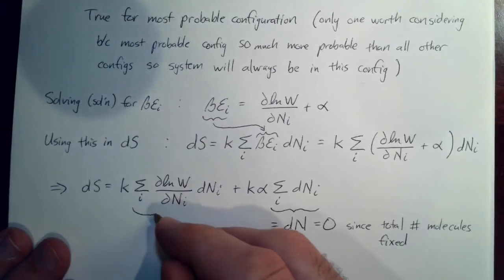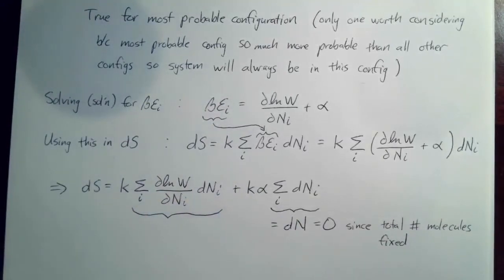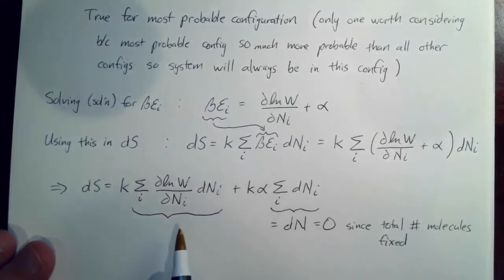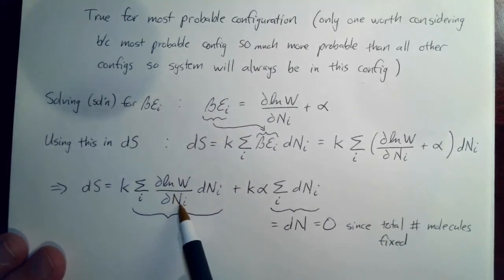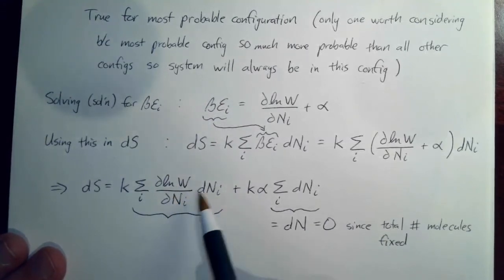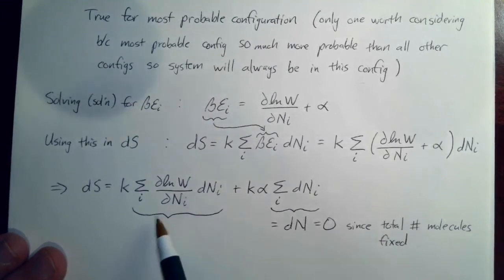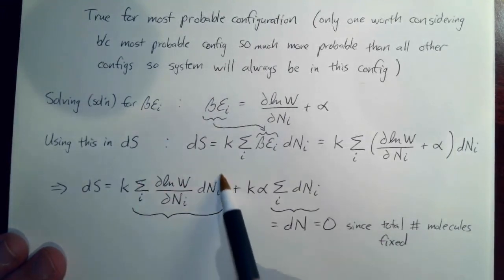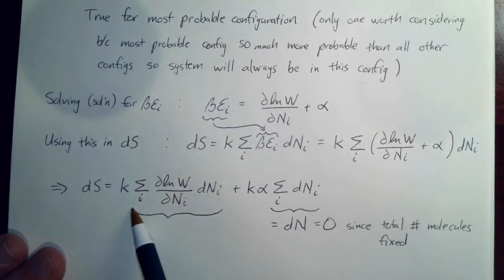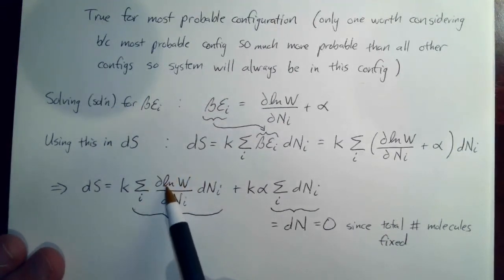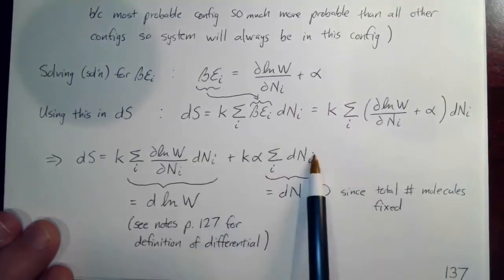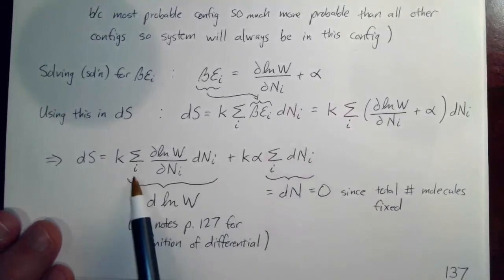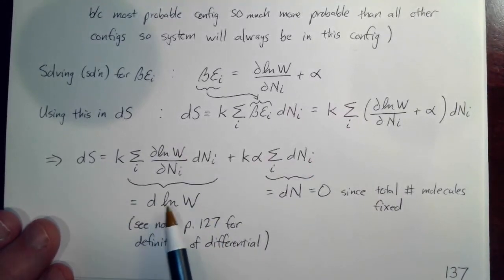And how about this term? So this, if you remember our definition of the differential, it was the sum of the partial derivatives with respect to each of the independent variables times the differential of that independent variable. So this is actually the definition that we wrote earlier for the differential. In this case, it's the differential of natural log w. Okay, we're really close now. So this term was 0, it goes away. And this sum turns into the differential of natural log w.